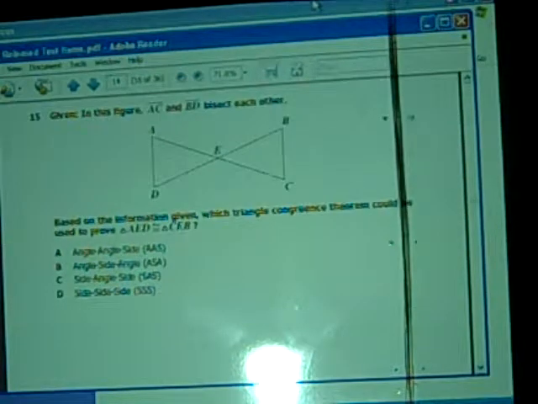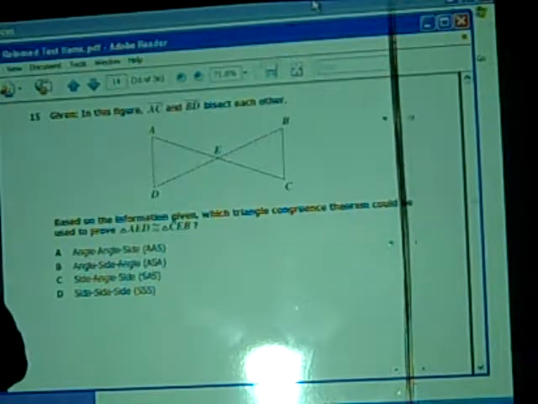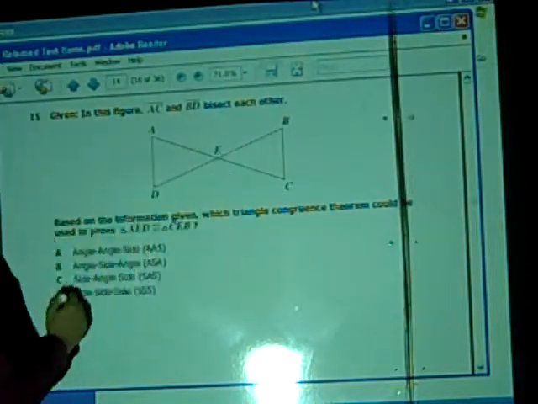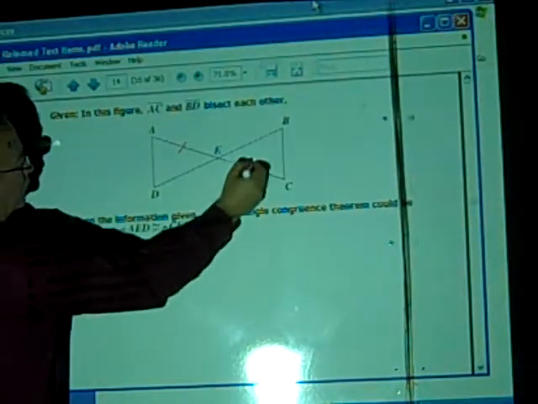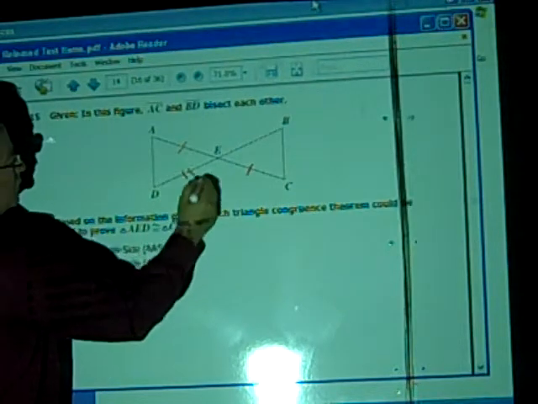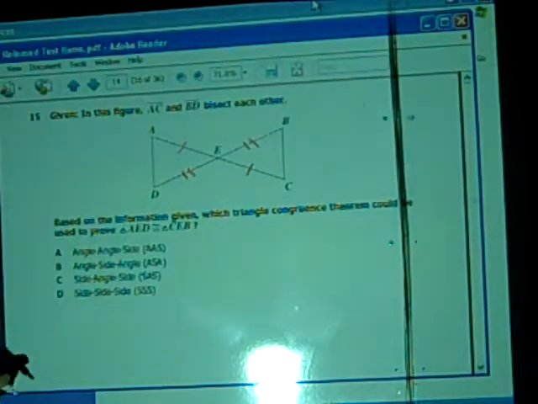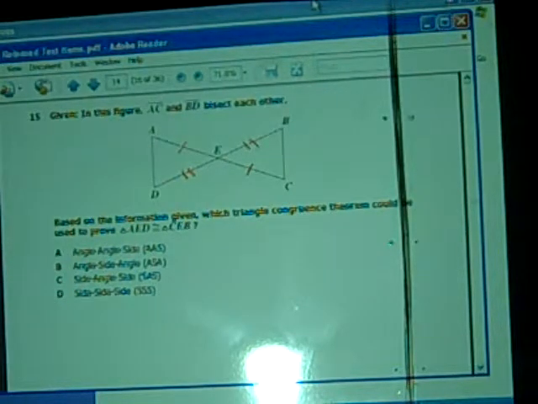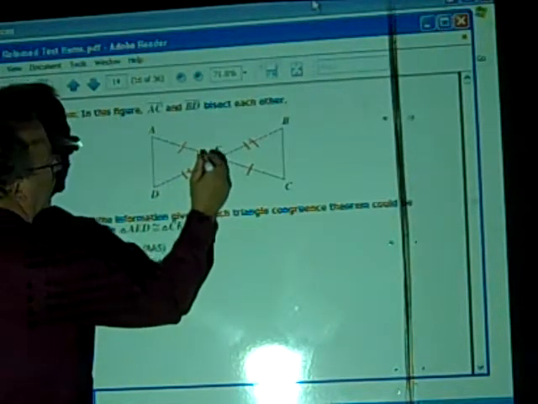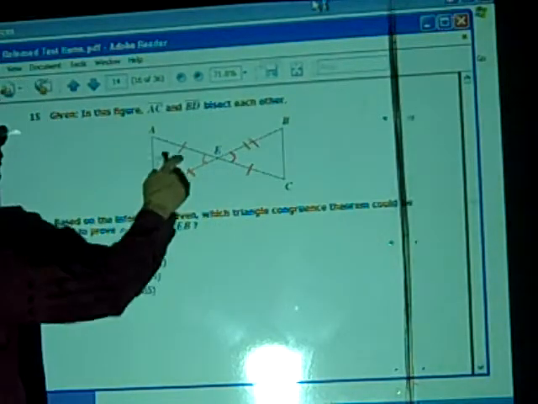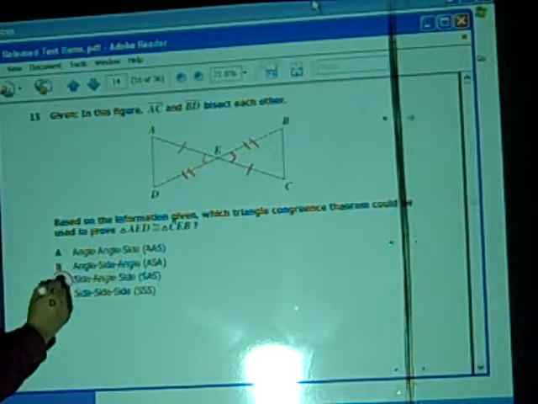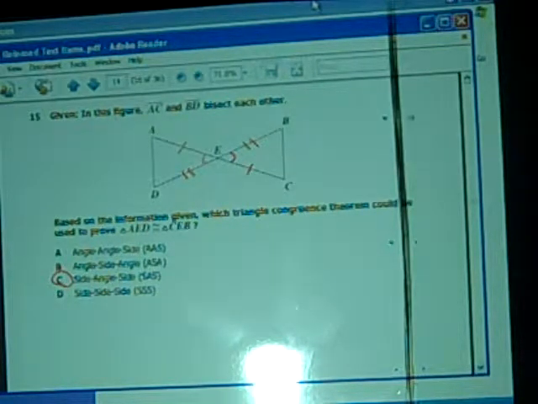Okay, 15. All right, in this figure, AC and BD bisect each other. That says that this line segment is congruent to this line segment. Which triangle congruence theorem could be used to prove that those triangles are congruent? Well, we know that we can mark this because they're vertical angles. Now we've got side, angle, side, so side, angle, side. That's number 14.